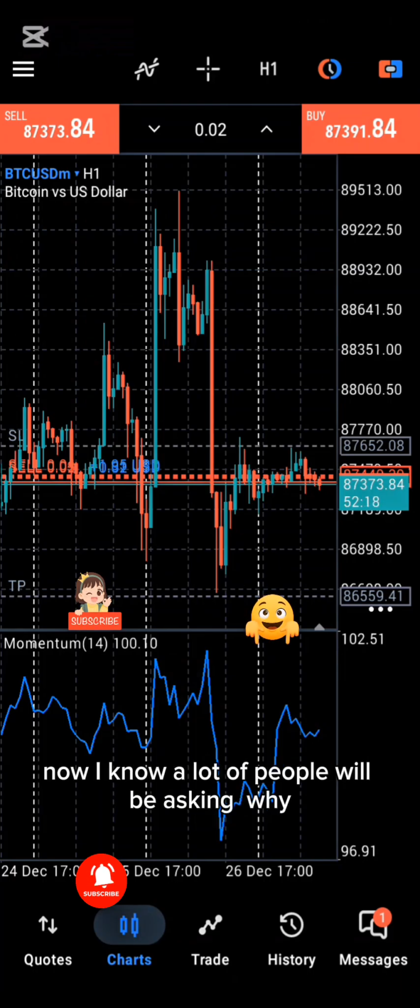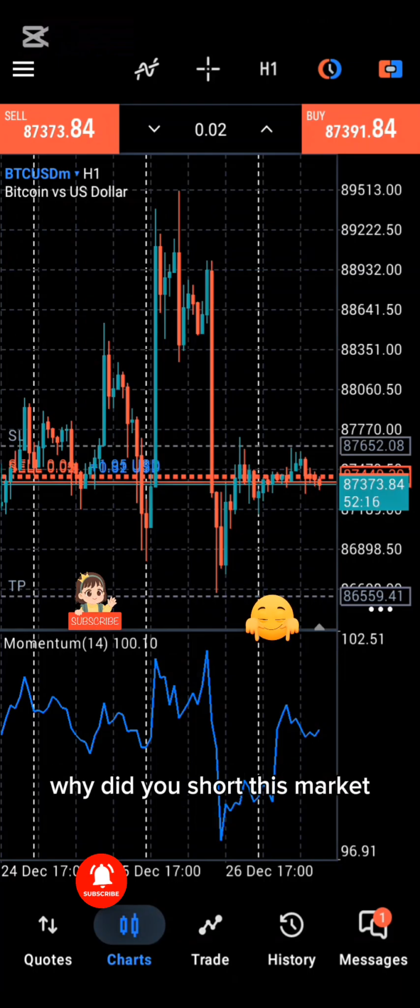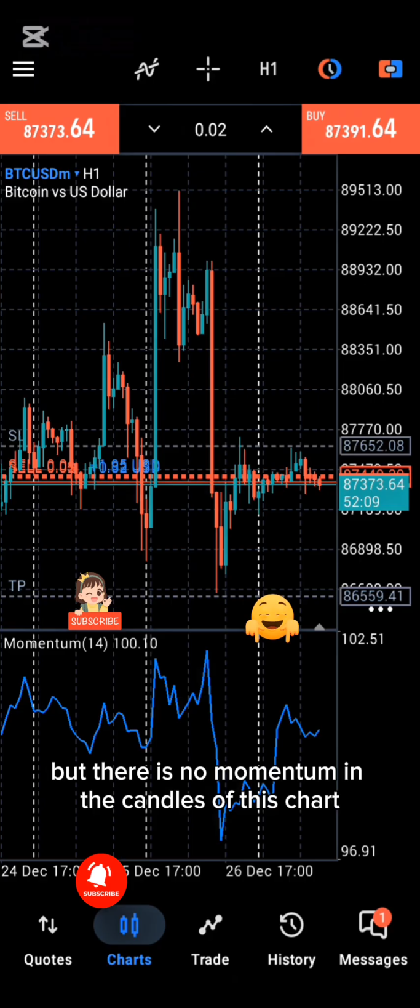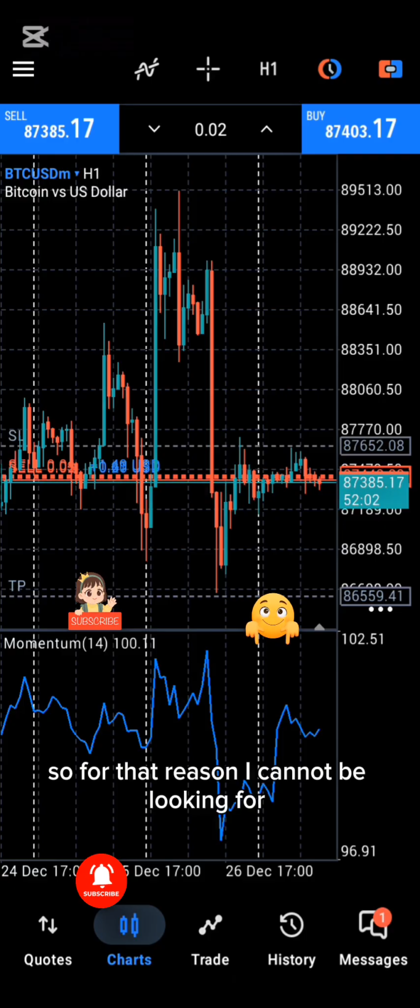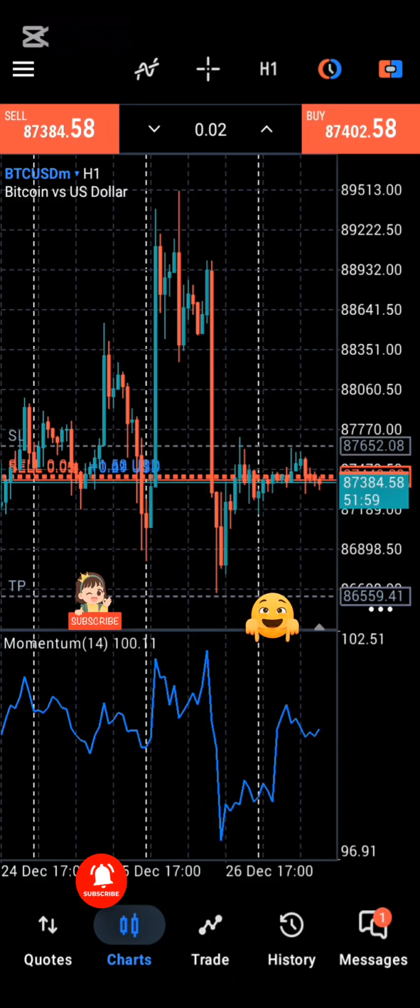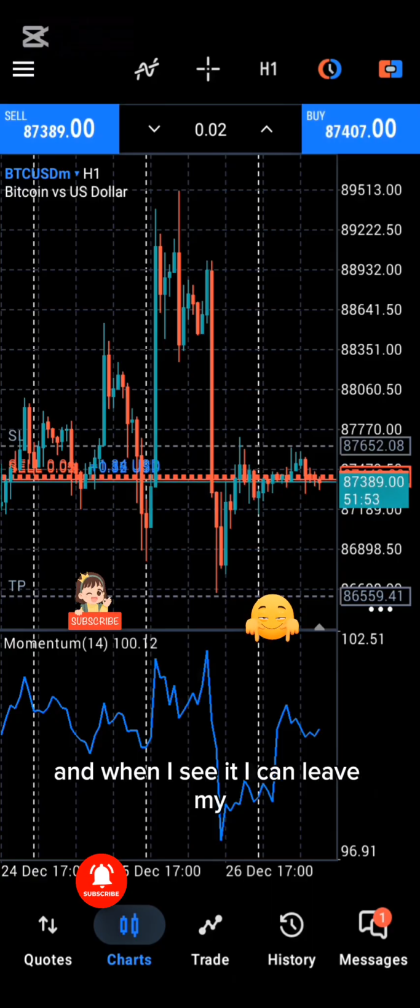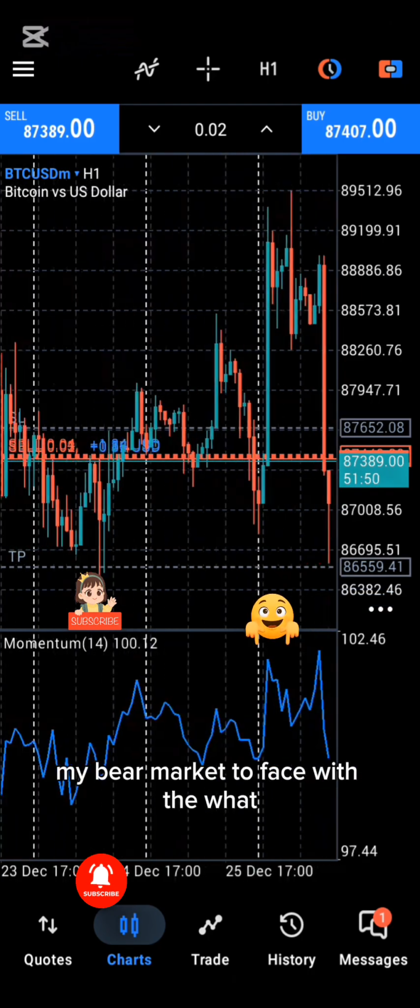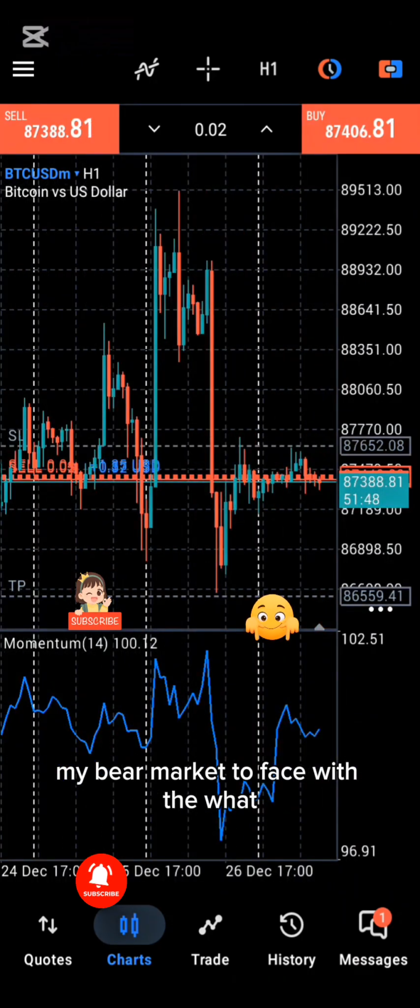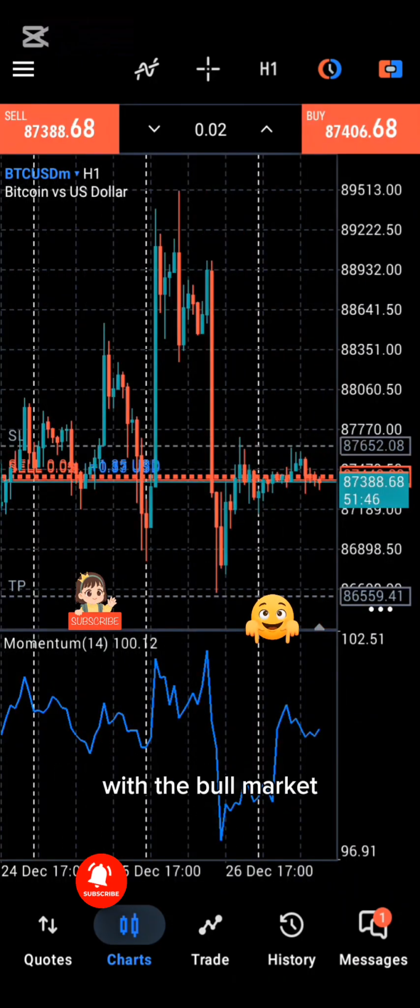Now, I know a lot of people will be asking, why did you short this market? Did you not see it's going up? Of course it is, but there is no momentum in the candles of this chart. So for that reason, I cannot be looking for a long or a bull market unless I see it. And when I see it, I can leave my bear market to face the bull market.